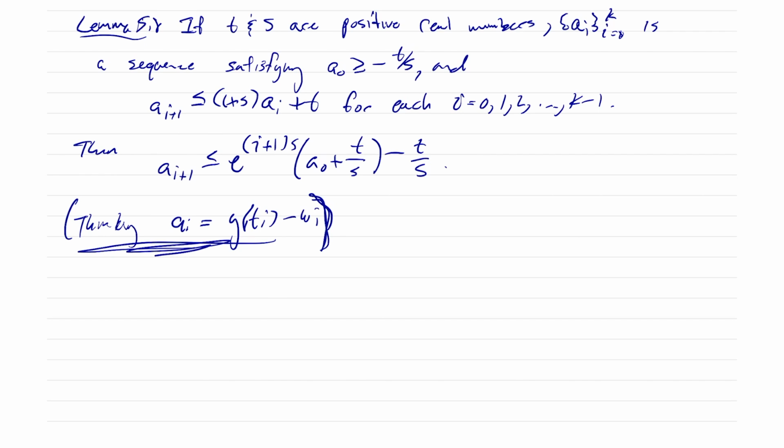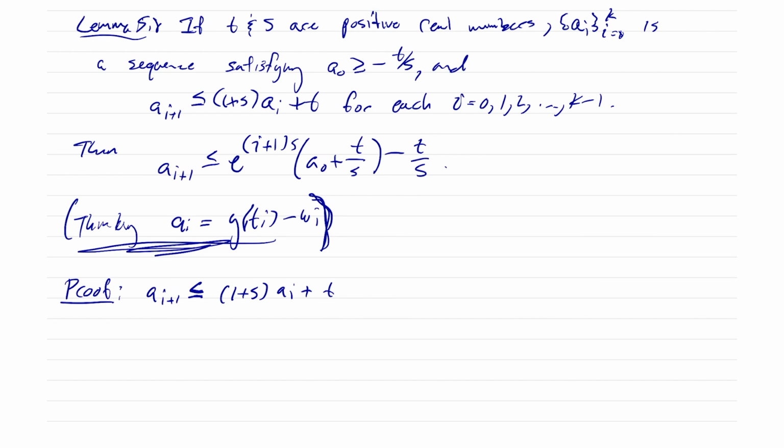Okay, so let's go ahead and jump into the proof of Lemma 5.8 from the 9th edition of Boyce and DiPrima. Okay, so start here. Proof. The proof is actually not too bad. We just more or less apply this recursive inequality over and over again, and we end up at our result. So we're going to start at a_{i+1}, and we know just by our hypothesis that this is less than (1 plus s) times a_i plus t.